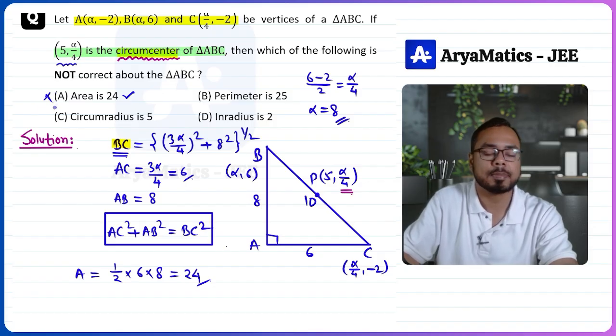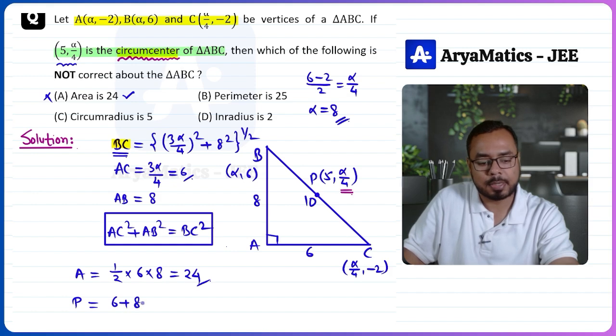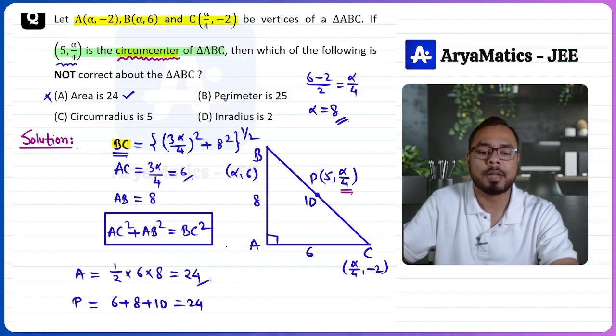We need the incorrect option, right? Similarly, the perimeter of this triangle will be 6 plus 8 plus 10. So this is 24. Perimeter 25 will be the incorrect option. And therefore, the second option, perimeter 25, is the right answer.